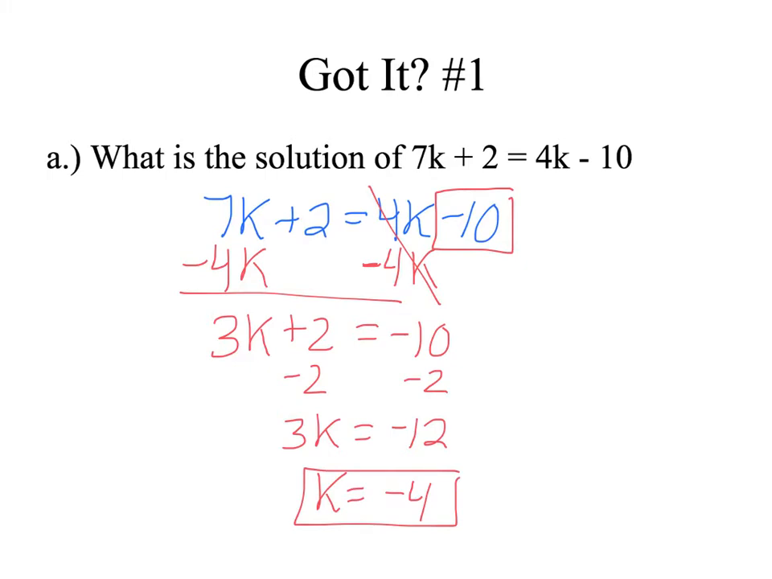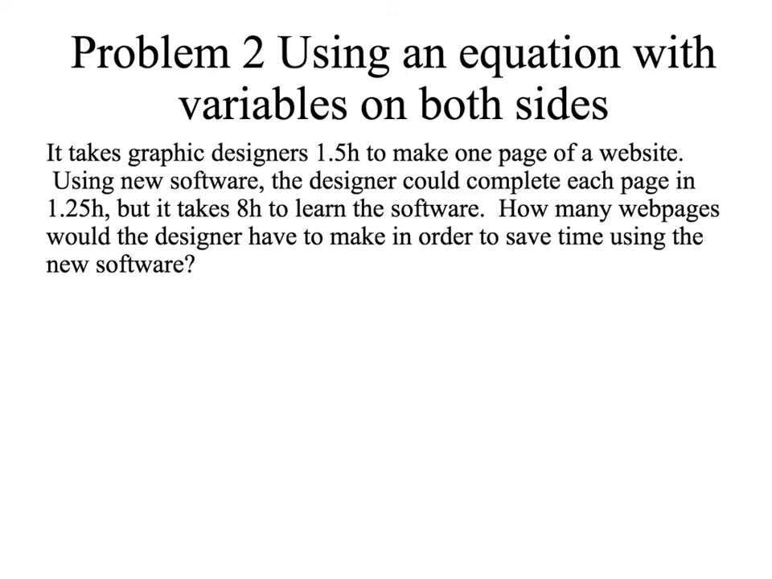Pretty simple. Okay, now let's actually go from a word problem and make an equation. So use an equation with variables on both sides. Alright, it takes a graphic designer 1.5 hours to make one page of a website. Using new software, the designer could complete each page in 1.25 hours. So do you see how with the new software he can do it a little faster? But it takes him 8 hours to learn the software. So how many web pages would the designer have to make in order to save time using the new software?